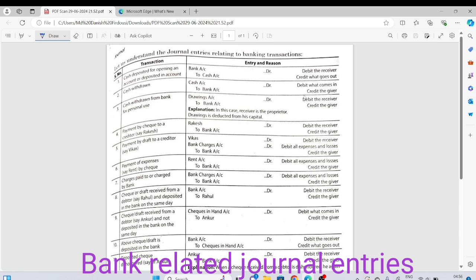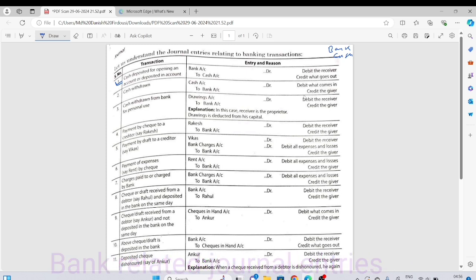First of all, there is a transaction which is cash deposited for opening an account or deposit in account. Whenever we deposit cash into the bank, what entry will we pass? Here the entry will be bank account debit to cash account. Just for example, so you understand, if we talk about the bank, then bank is a personal account and cash is a real account. And the rule of personal account is that debit the receiver and credit the giver.